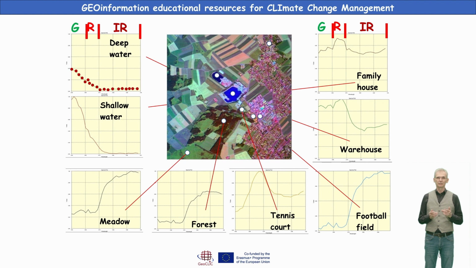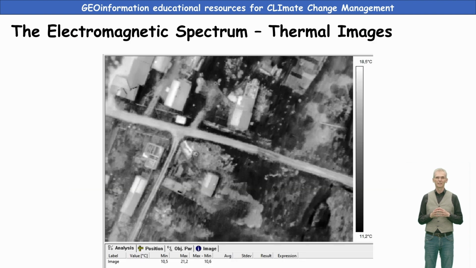A different way of displaying the spectral signature is by means of the coefficient of reflection. For each object, the coefficients of reflection are shown in the diagram through the spectrum, from green to near infrared, and linked with a line. Deep water, this is the calculated coefficient of reflection which is linked to the line. Shallow water, meadow, forest, tennis court, football field, warehouses and the family house.